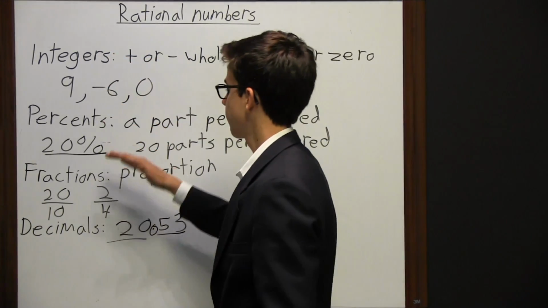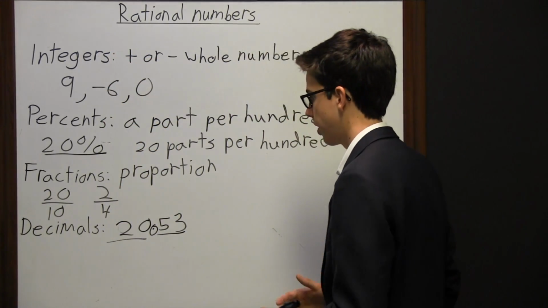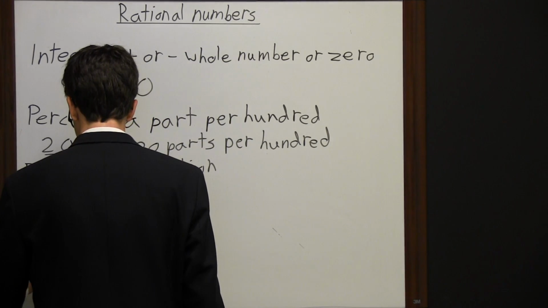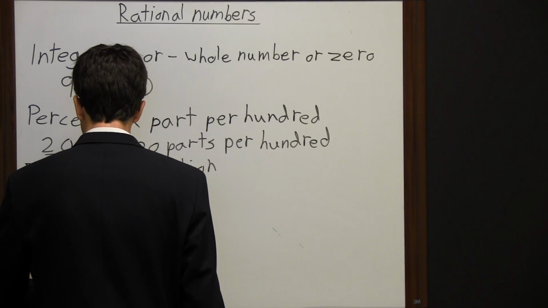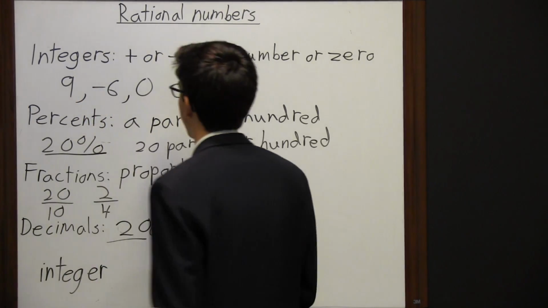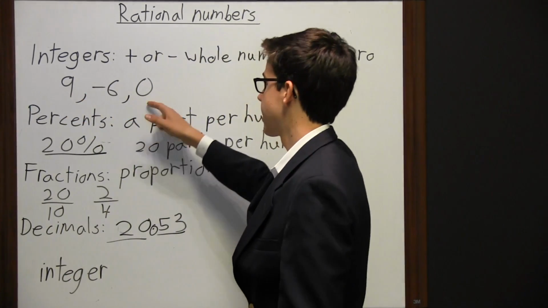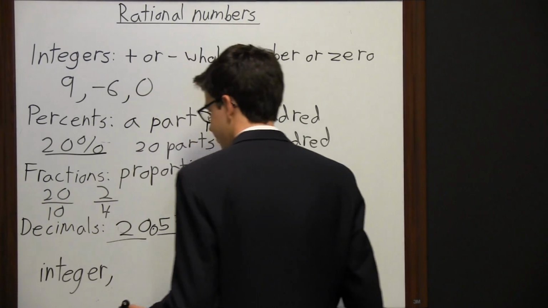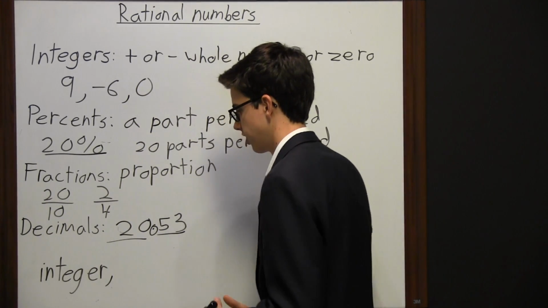So integers, percents, fractions, and decimals are all rational numbers, usually. There are some rules. So in order to be a rational number, just to summarize, it either has to be an integer, like we talked about. If it's a number like 9, negative 6, 0, it's always going to be a rational number. It gets more complicated when we come to fractions and decimals.